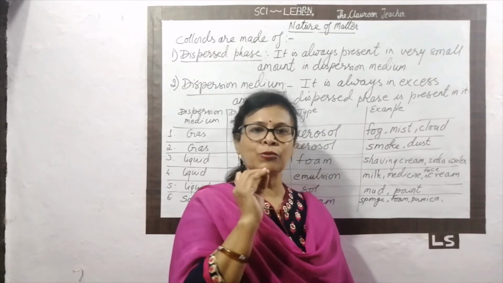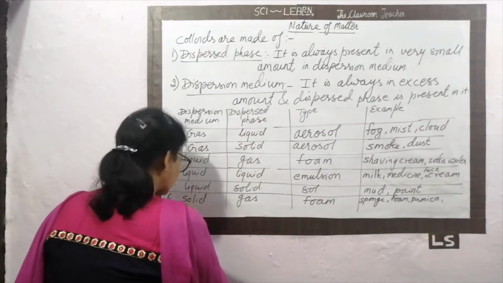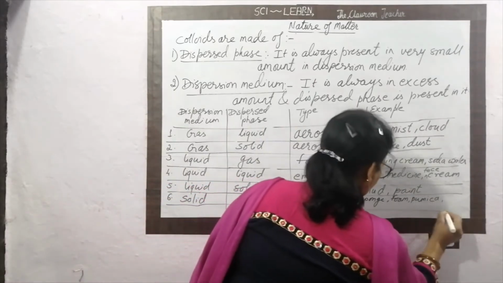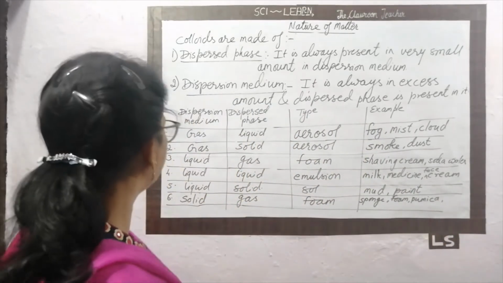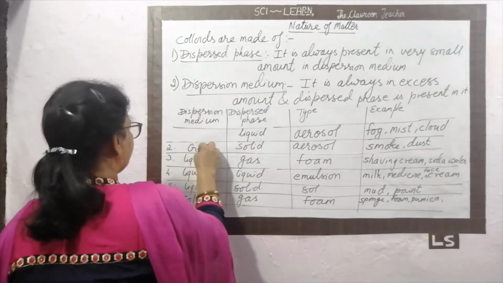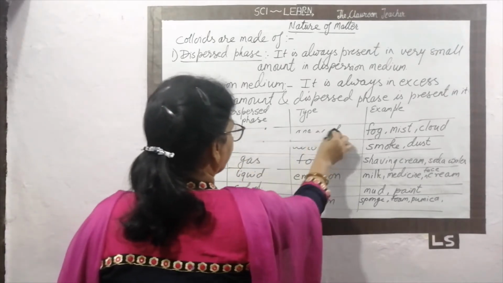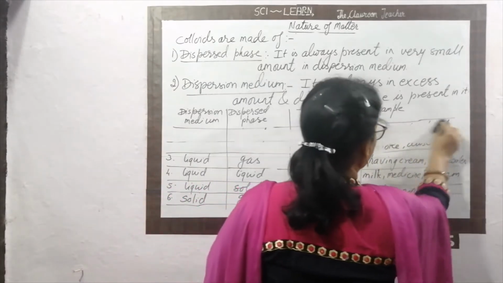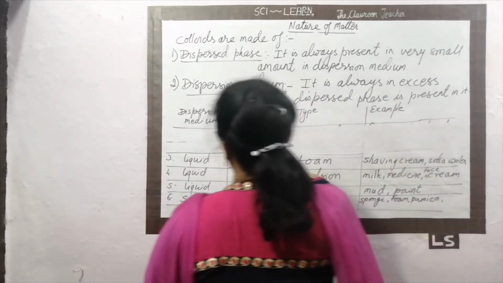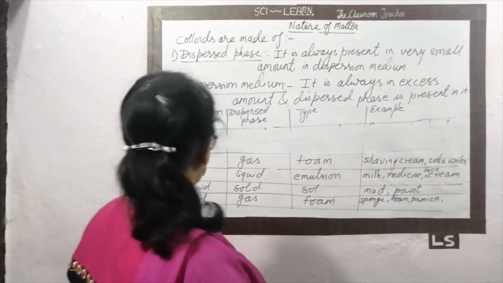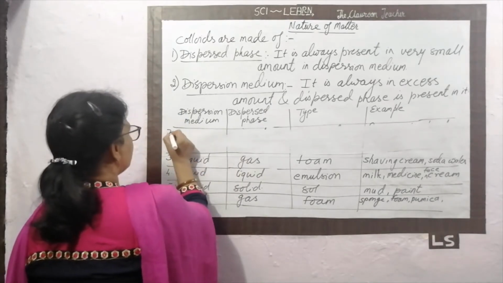Now, what is the example of solid and liquid? Okay, I'm going to rub it here. This is number 6. Now number 7.